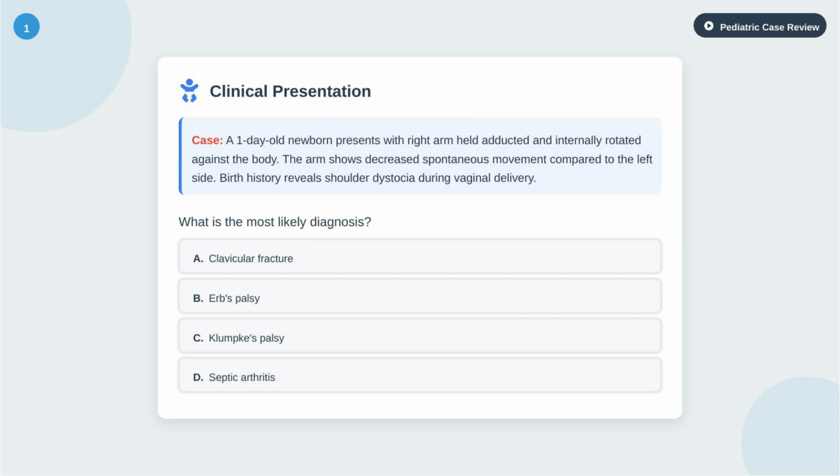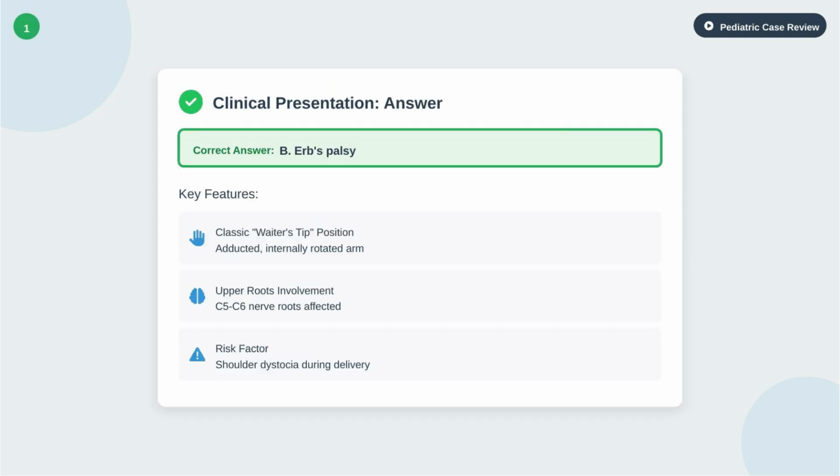A one-day-old newborn presents with the right arm held adducted and internally rotated against the body. The arm shows decreased spontaneous movement compared to the left side. Birth history reveals shoulder dystocia during vaginal delivery. What is the most likely diagnosis? A. Clavicular fracture. B. Erb's palsy. C. Klumpke's palsy. D. Septic arthritis. The correct answer is B.